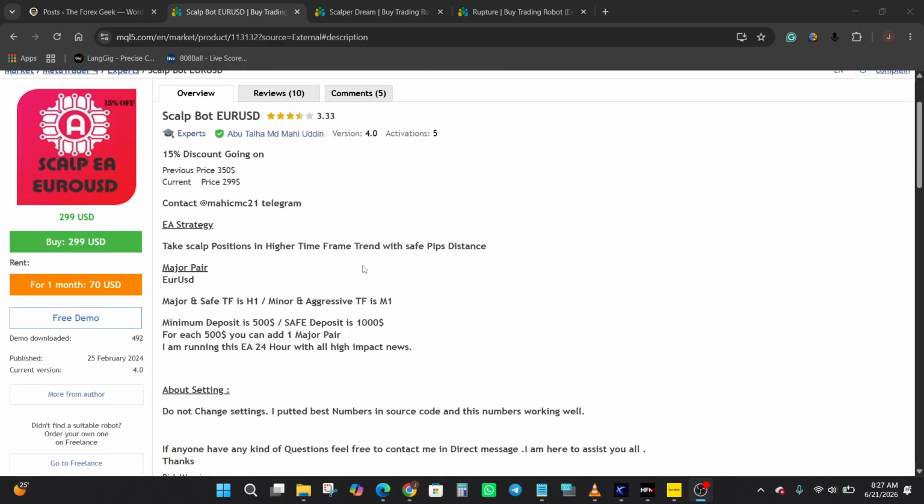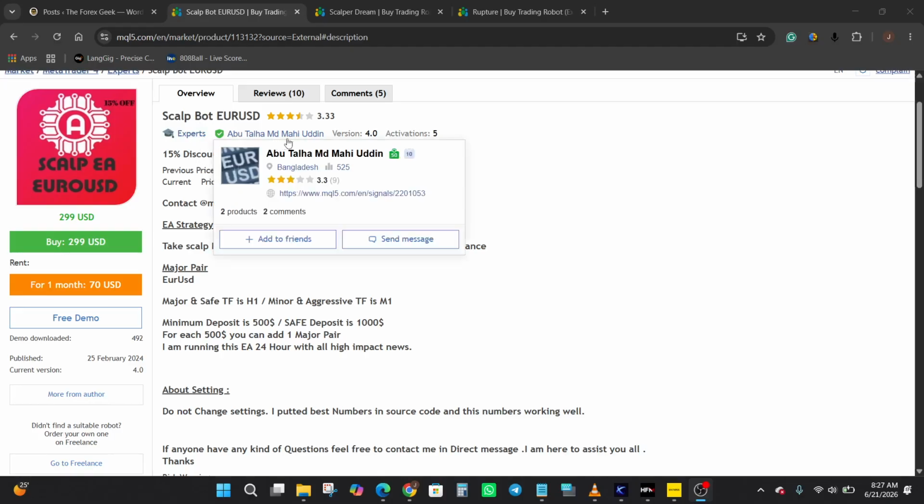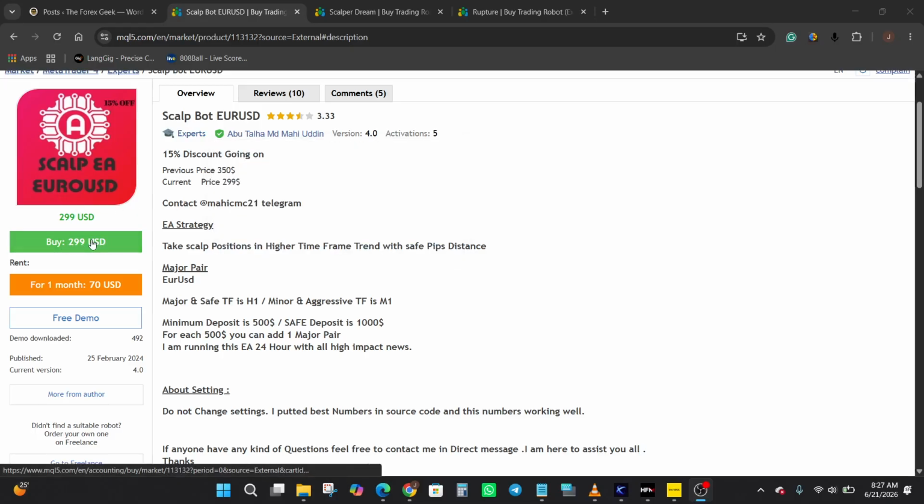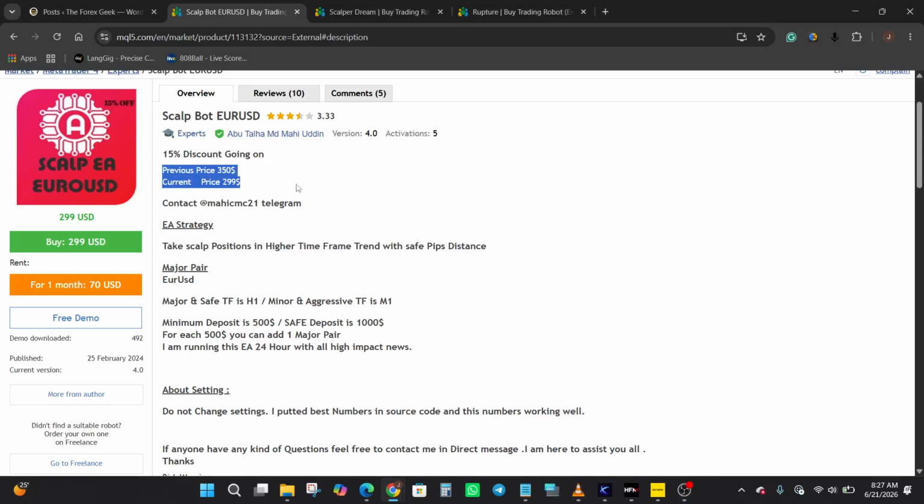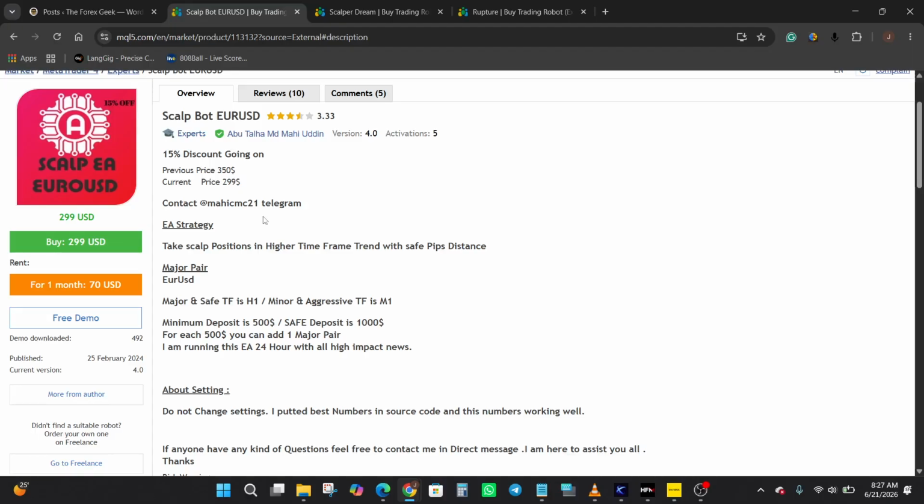All right, so starting here on the marketplace page, Scalp bot EURUSD EA is listed by Abu Talha MD Mahi Uddin. The current purchase price is 299 US dollars, which is being advertised as a discounted price from the previous $350. There is also a 1 month rental option available for 70 US dollars. The current version shown is version 4.0. And the product comes with 5 activations.